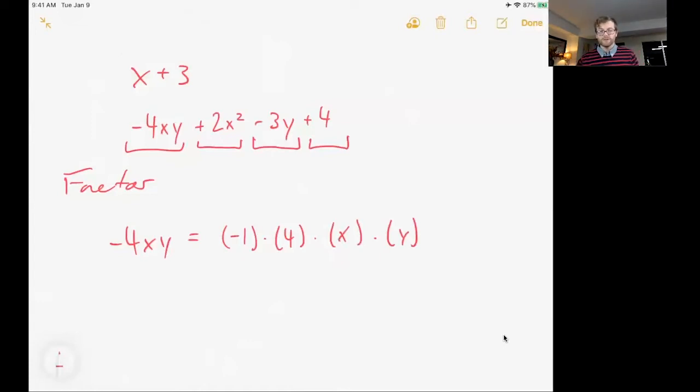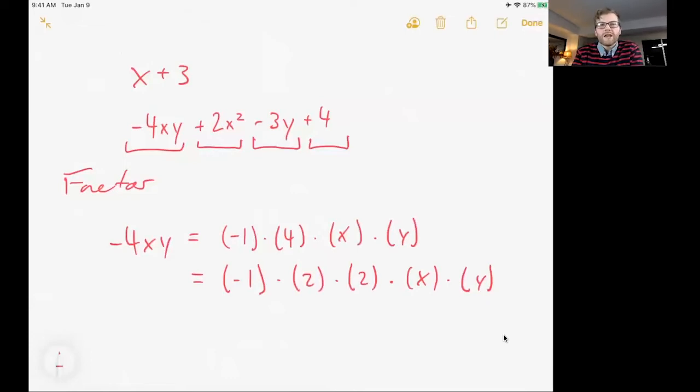These are factors of that term, okay? In fact, I could even go a little bit further if I wanted to. Those are definitely factors of that term, but I could even break up that 4 if I wanted to. These are factors. Factors are things that end up multiplying together, okay? So if you take a thing and you divide it into parts, and those parts multiply together to make another thing, those are factors, okay? So these are factors of this term, -4xy.